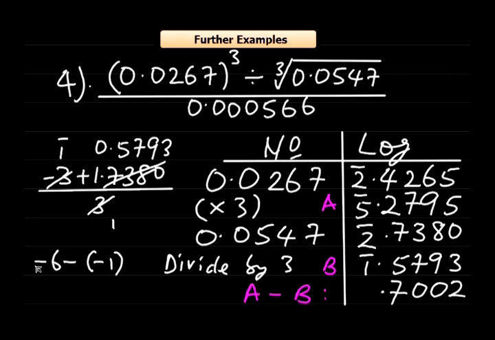So minus 6 minus minus 1, it will become what? Minus 6. Minus times minus will be plus 1. That will be minus 5. So we have bar 5 here. Okay, so the whole of our numerator now is bar 5.7002.